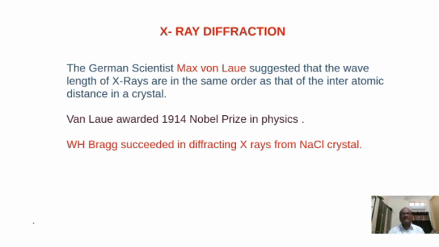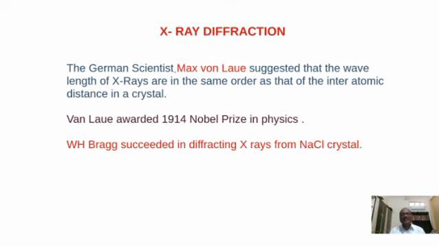Next, X-ray diffraction. In the beginning, we were discussing that only the crystal systems will provide the X-ray diffraction bands, not the amorphous solids, because these crystalline solids contain planes. When X-rays are allowed to diffract on the planes of the crystal, they produce the diffraction bands. This was first observed by a German scientist, Max von Laue.